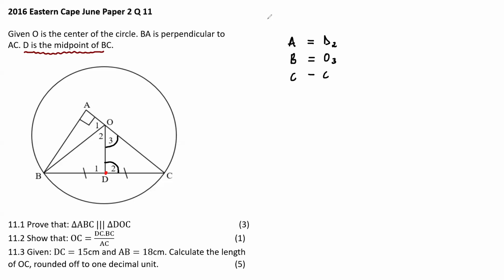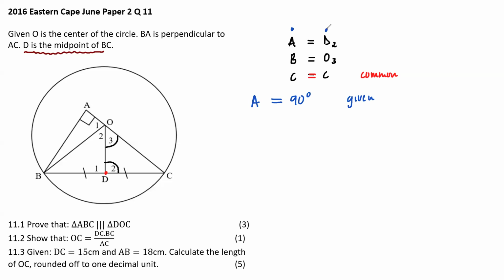All right, let's start with our reasons. Let's start with the first one. I think C is equal to C. It's common. I need another one, then the last one becomes the third angle of a triangle. Let me confirm something. If I look at this, A is 90 degrees. This I am given.